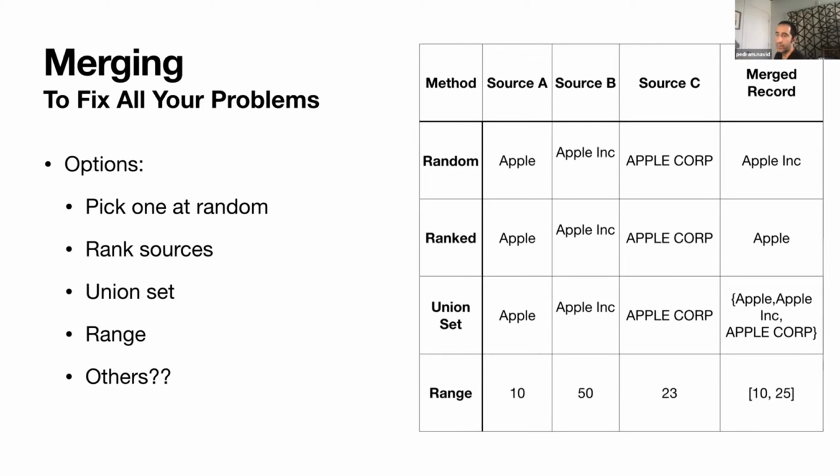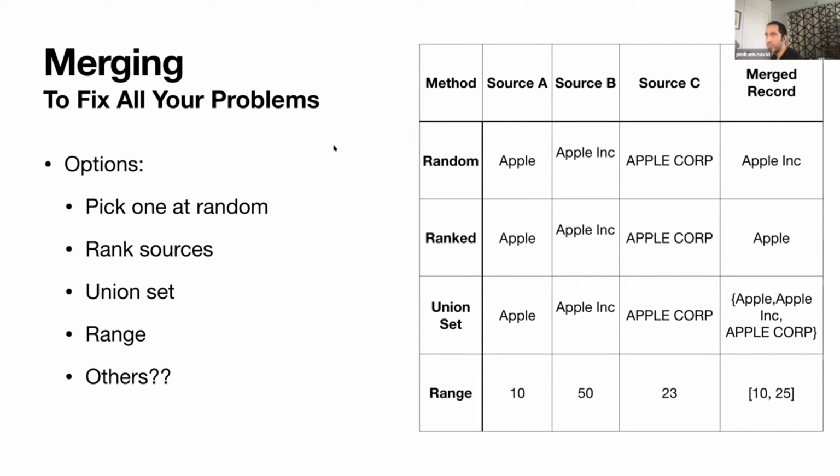And then range is great for things like, oh, how many employees do they have? 10 to 50, 23, something in there. Put a range and then it's probably fine. How much funding did they raise? Between 5 and 10 million? Okay, that's fine too. You could pick a lower bound, you could pick an upper bound, you could pick the median, the average, all kinds of fun stuff. Lots of ways to merge.